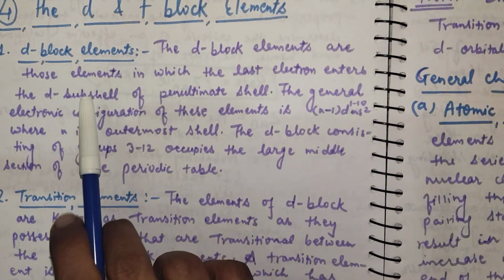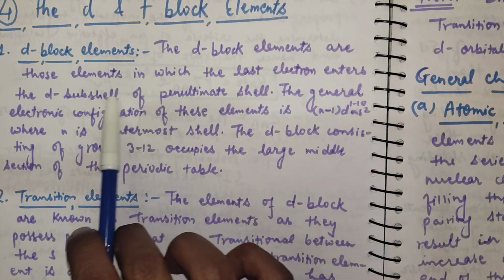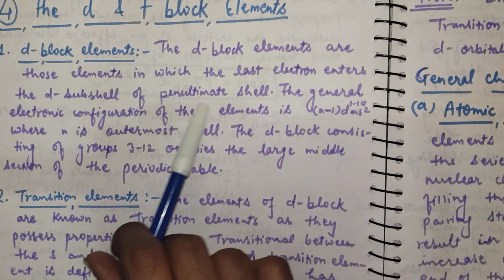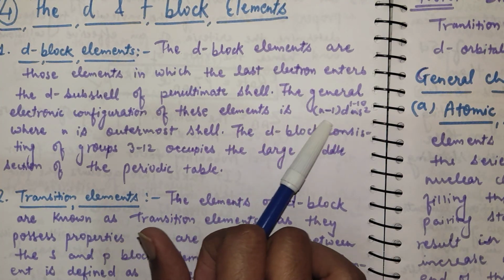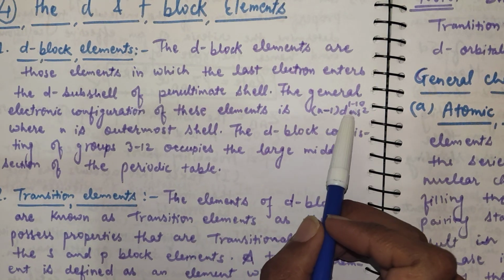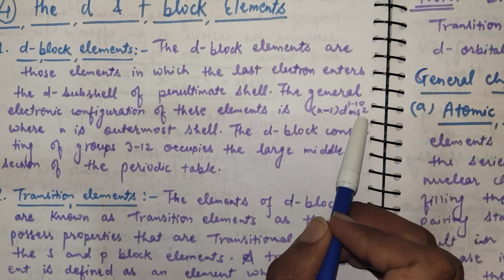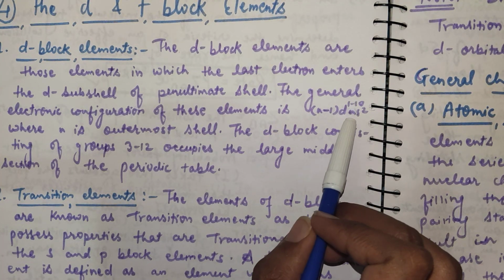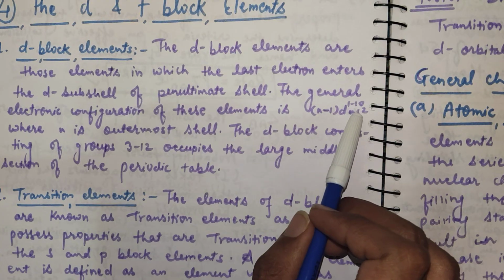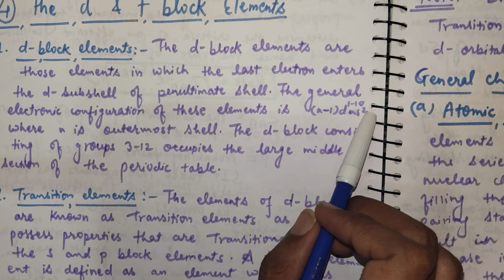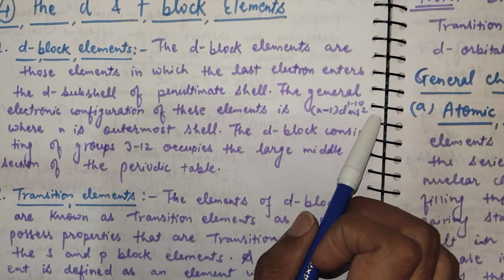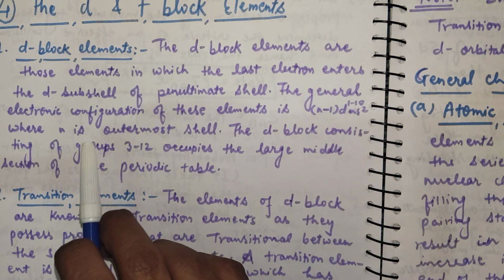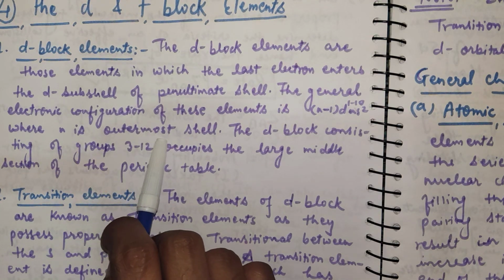The D block elements are those in which the last electron enters the D subshell of the penultimate shell. The general electronic configuration of these elements is (n-1)d1 to 10, ns1 to 2, or ns2 we can write it, because the maximum of 2 electrons can be accommodated by the s orbital, where n is the outermost shell.